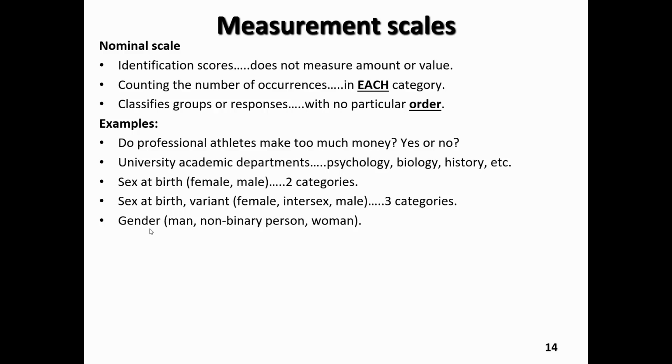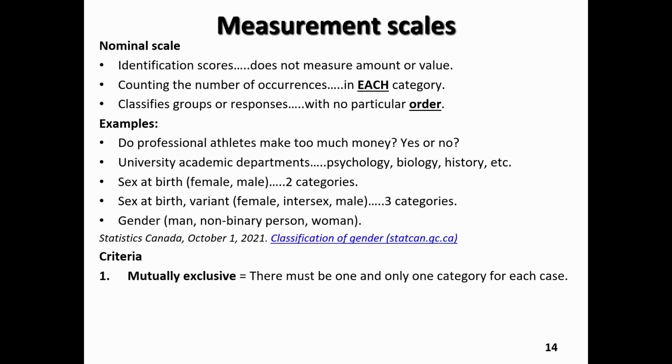Gender, on the other hand, can be defined as man, non-binary person, or woman with respect to adults. And the category that we pick here should be defined per an accepted meaning. And so these latter three bullet items, sex at birth, variant, and gender, are the definitions adopted by the federal government under Statistics Canada. So it must be clearly defined as to what the category represents from a research perspective.